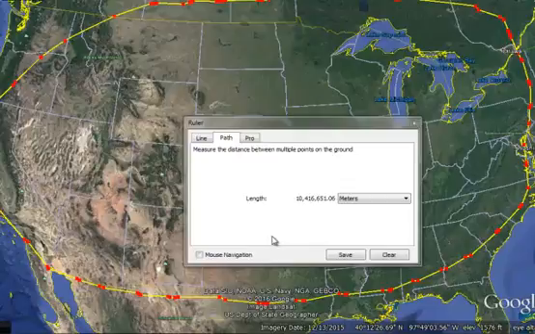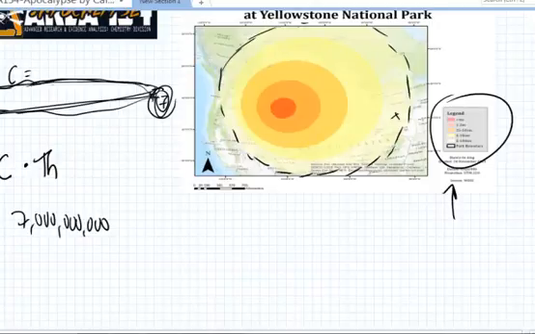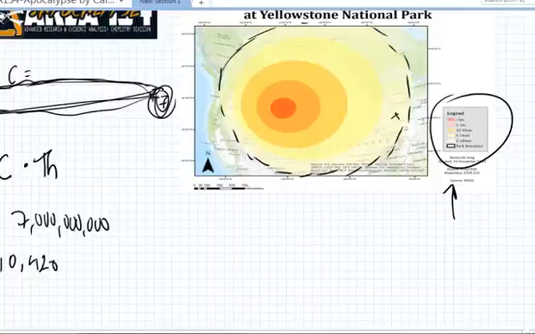10.4, we'll go 10.42 million meters. That was off a little bit. So in actuality, it's 10,400,000, and we're kind of estimating here. But everything has to be in the same unit, otherwise we can't do any math with it. So 10,420,000 meters, and now the thickness.